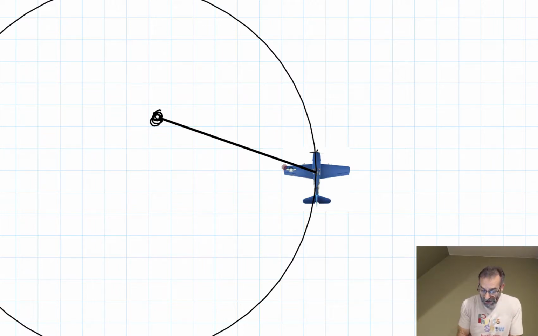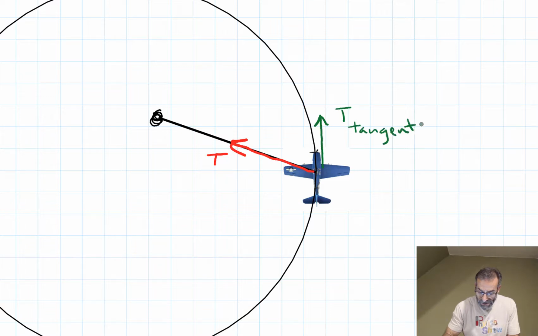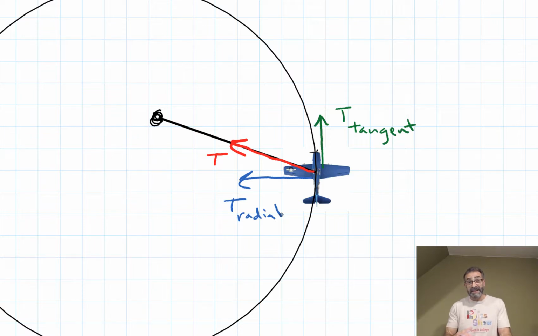So we could break up our tension. If we have a tension in this string, we could break up that tension into a component that's in this direction. I'll use green for my tension tangent, and I'll use blue for the tension radial. We can break up the tension into a component that's tangent to the circular path and a component that's radially inward towards the center of the circular path.